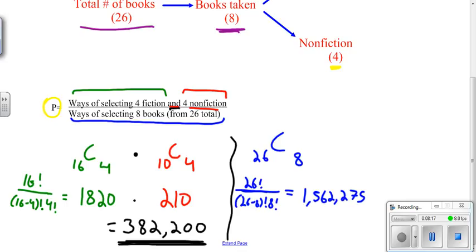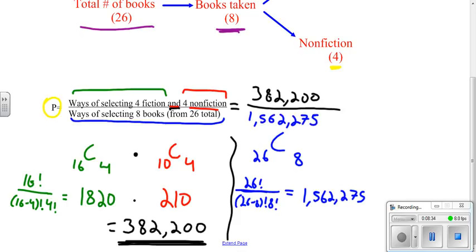So it looks like, going back to this piece, we know that our top, the numerator there, is 382,200. Our denominator is 1,562,275. So we can leave our probability in this form, or, well, first off, if we wanted to reduce it, that would go down to 1,176 over 4,807.